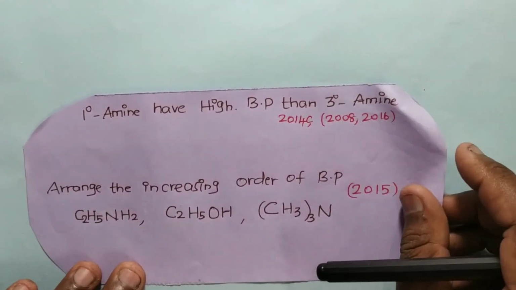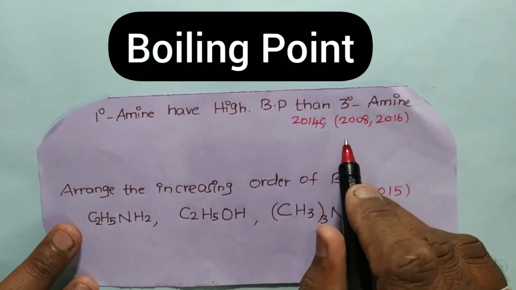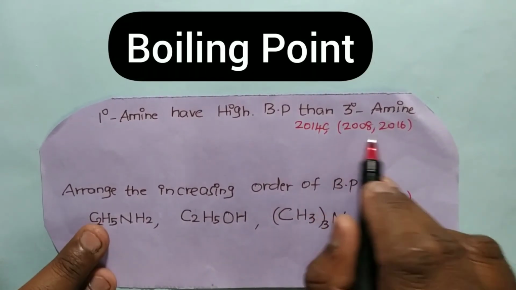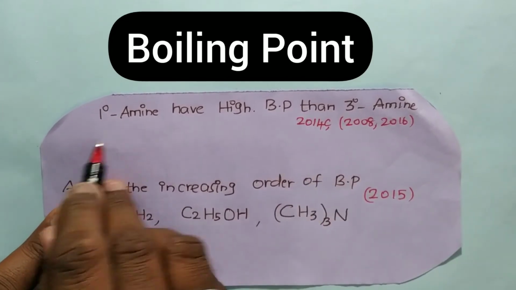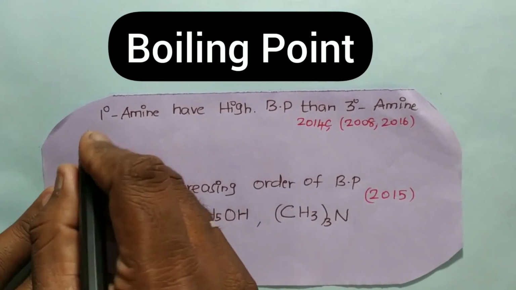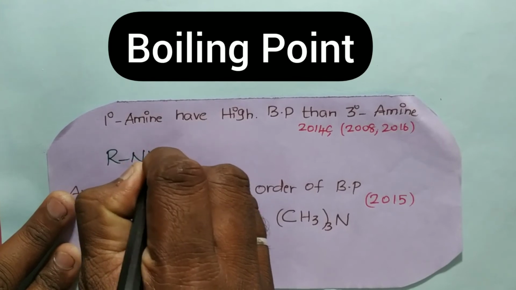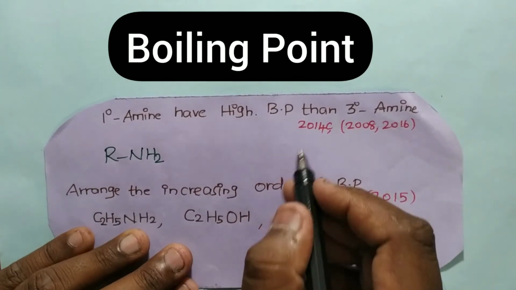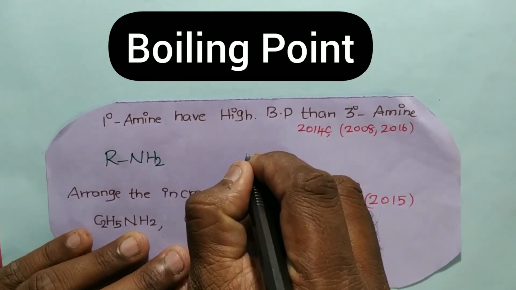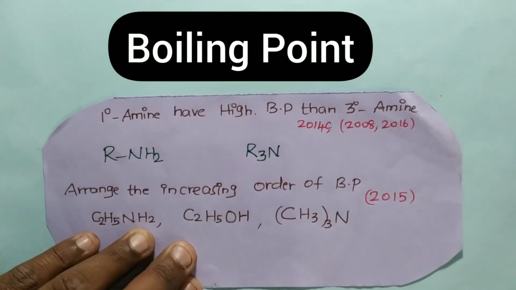And the next one is: 1 degree amines have higher boiling point than 3 degree amines. This question was frequently asked in the years 2008, 2016, 2014. Many years they asked this question. First of all, whenever we have to solve this question, we have to write the structure. 1 degree amine, suppose I am taking RNH2. This is a 1 degree amine. What about 3 degree amine? Suppose I am taking R3N. That is a 3 degree amine.